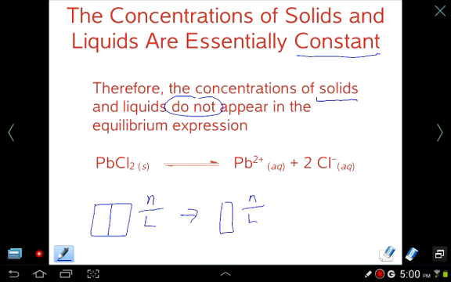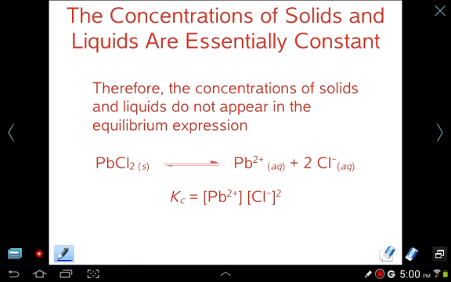So for example, the equilibrium expression here would be just your two aqueous concentrations. We exclude the solid. We do not put it. Technically it would be on the bottom here, but because it's a solid, its concentration doesn't change, so we don't include it. Because if its concentration doesn't change, dividing by it won't really do much.